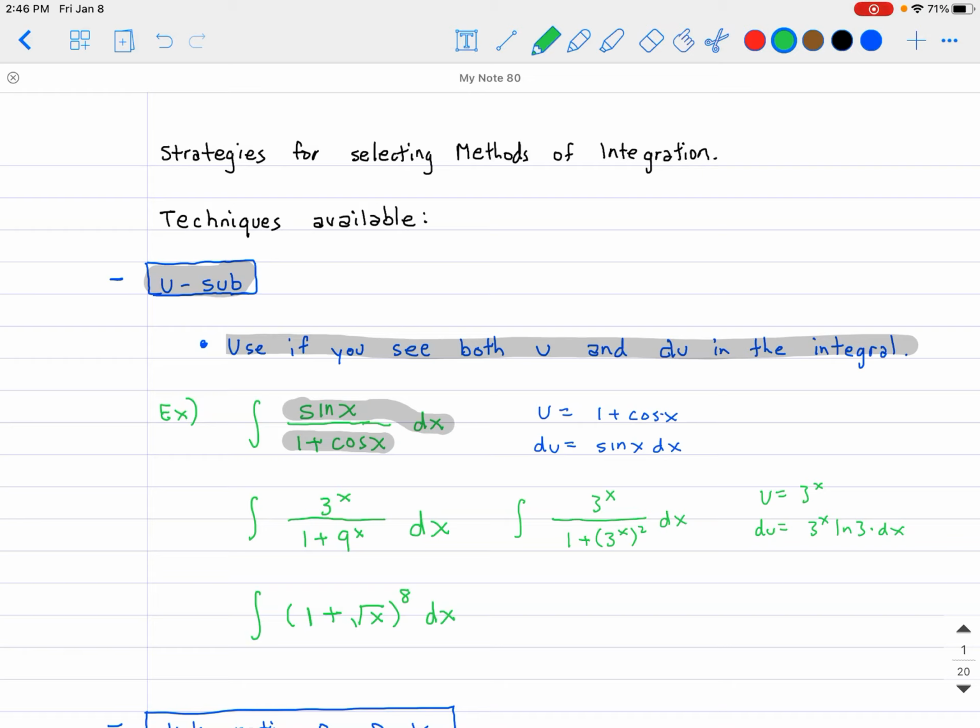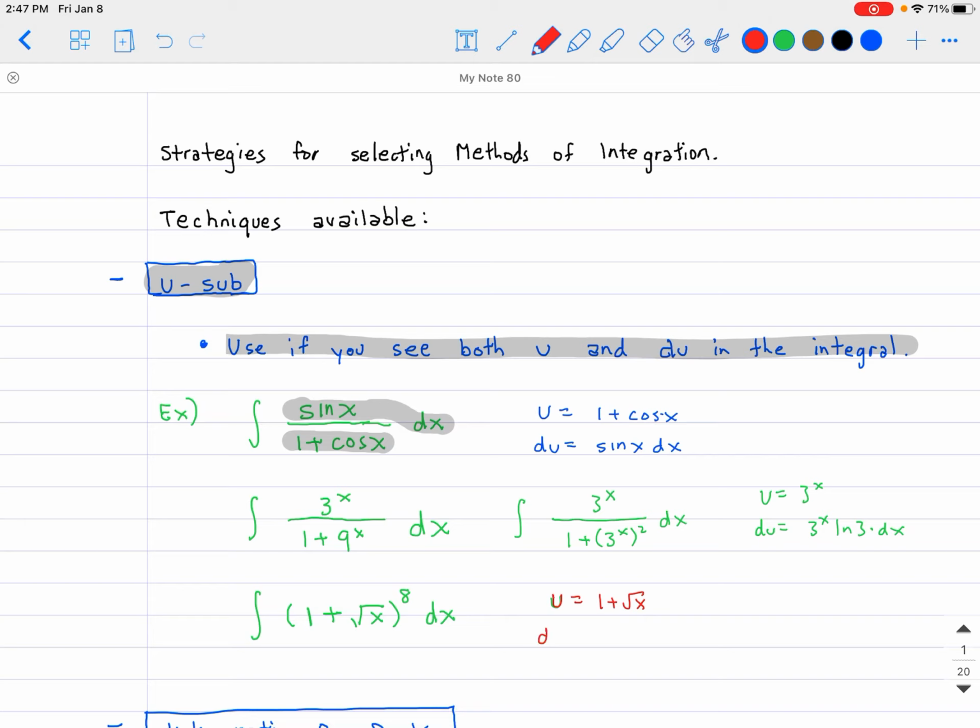We have 1 plus the square root of x raised to the 8th power. Now, first of all, some people might say, why don't I take the whole thing and expand it out? But that's not going to be easy, because you have 9 terms that you have to expand out since it's to the 8th power. So something that comes to mind is, what if I do a u substitution? In my u substitution in this case, I can go ahead and let u equal 1 plus square root of x.